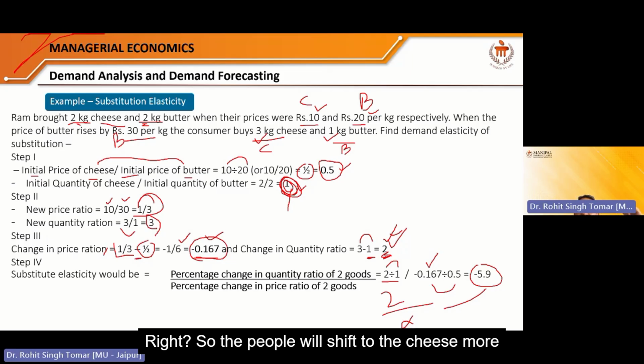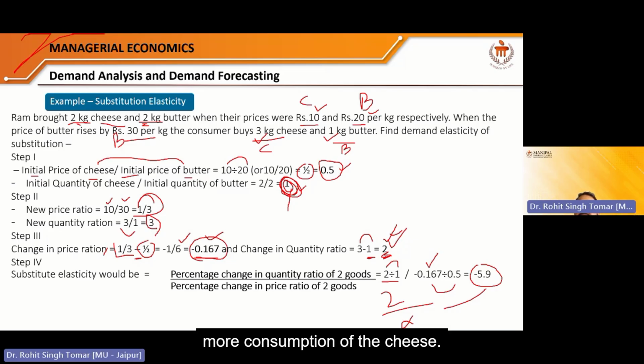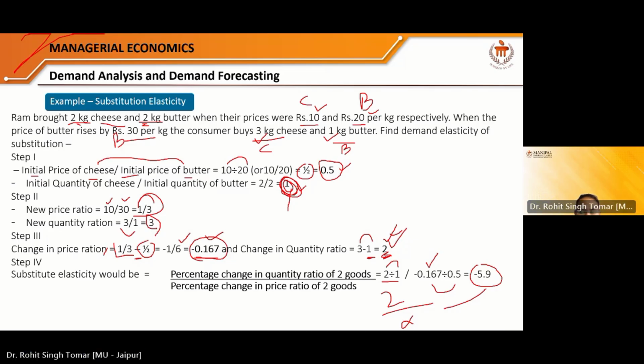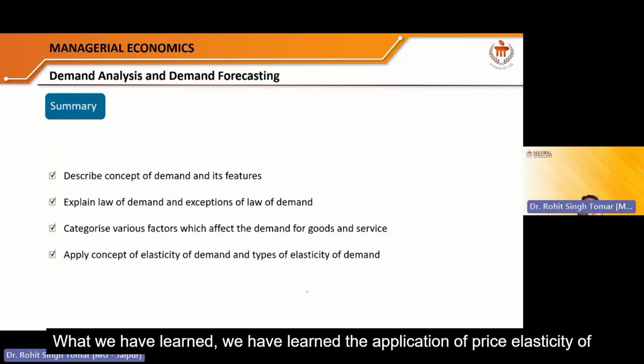So the people will shift to the cheese more. With the per rupee change in the price of the butter, there will be more consumption of the cheese, right? So this is the substitution ratio. What we have learned today is the application of price elasticity of demand.